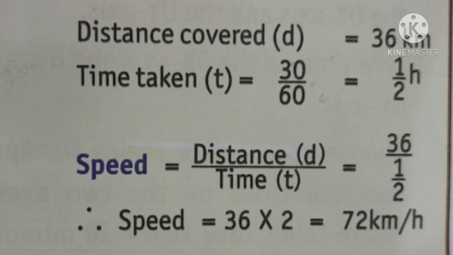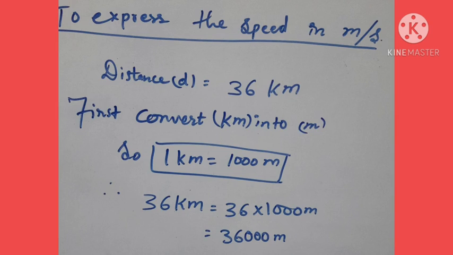Now we have the distance in kilometers and time in hours. Now we take the speed, distance by t, equals 36 by half. It means speed equals 36 into 2, equals 72 km per hour. Now we have to express the speed in meters per second.